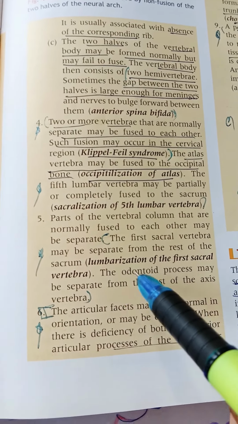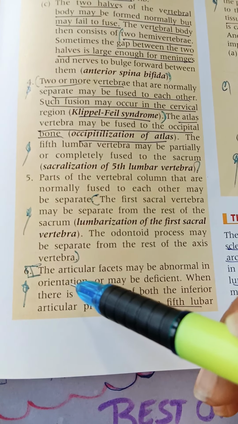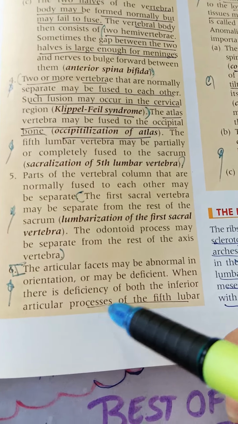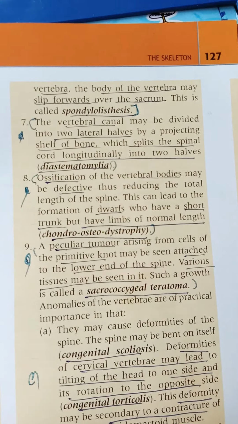And the odontoid process may be separate from the rest of the axis vertebra. And the articular facets may be abnormal in orientation when there is deficiency of both inferior articular processes of the fifth lumbar vertebra, and the body of the vertebra may also slip forwards over the sacrum.